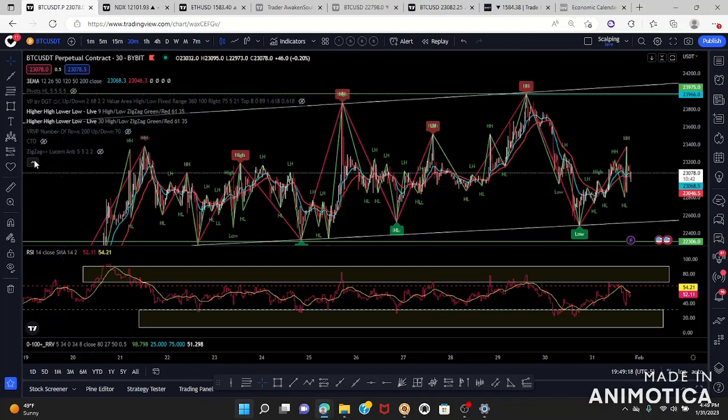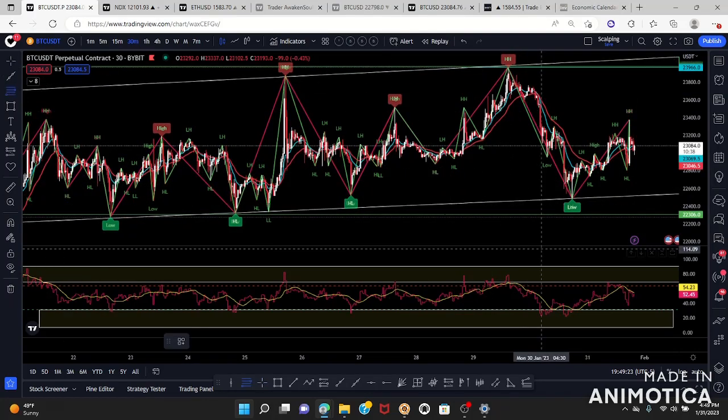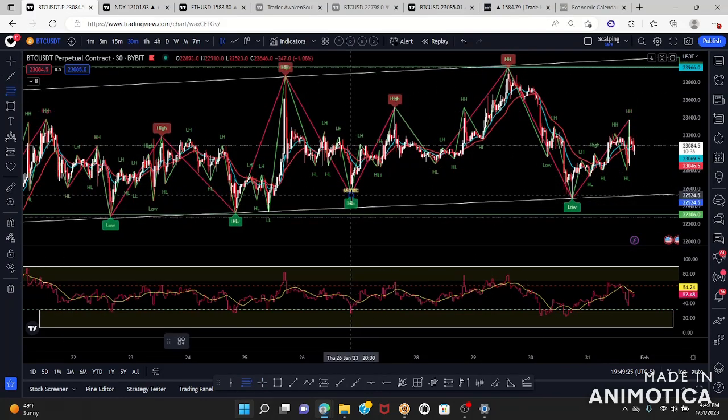Or you could throw on an RSI, and within the RSI, let's say we're longing from this point.